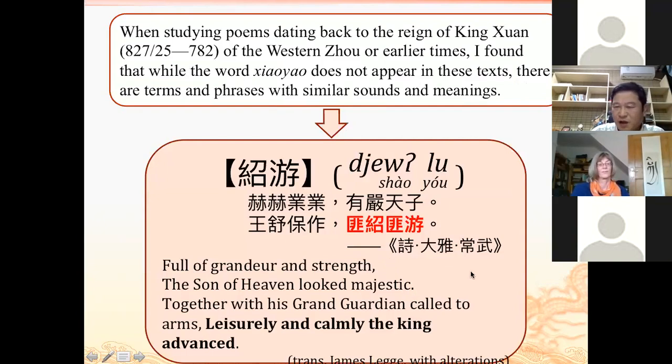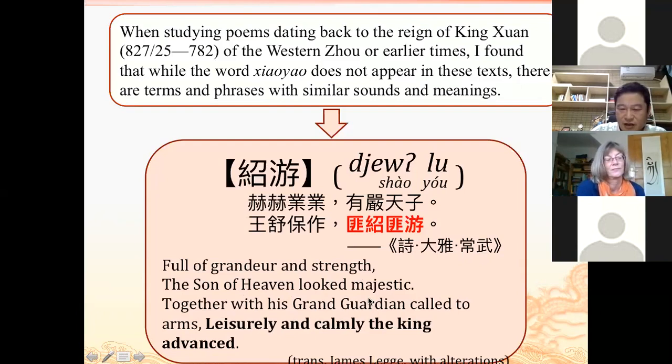There's a poem titled Changwu, which can be dated back to the reign of King Xuan, the late 9th century and early 8th century BC. One paragraph of the poem reads, "Full of grandeur and strength, the Son of Heaven looked majestic, together with his grand guardian called Arms. Leisurely and calmly the king advanced."